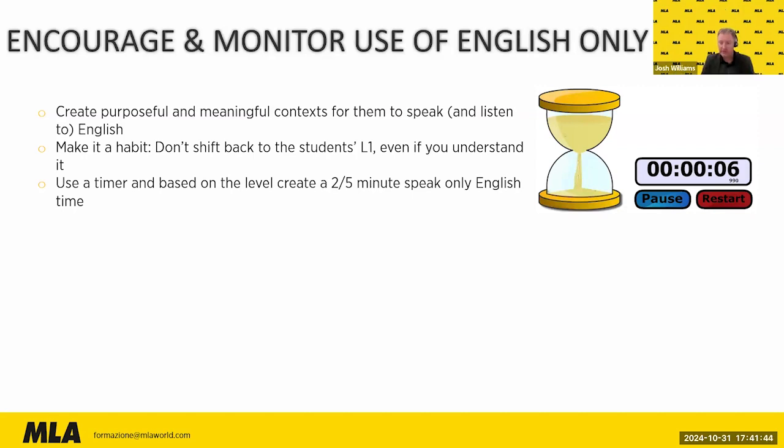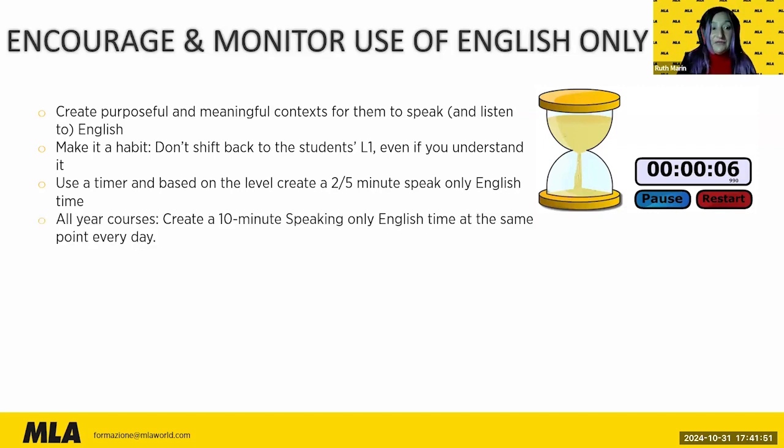A lot of websites have these timers, so you could project that onto the interactive whiteboard or put it on the screen. And for all year courses, because if you run a very short course, this is different, create a 10-minute speaking only English time at the same point every day. At the beginning, at the end, let's create it. So let's do it 10 minutes. And then just time it: 2 minutes for this activity, 5 for this one, 3 for that one. Let's see what your students are capable of.